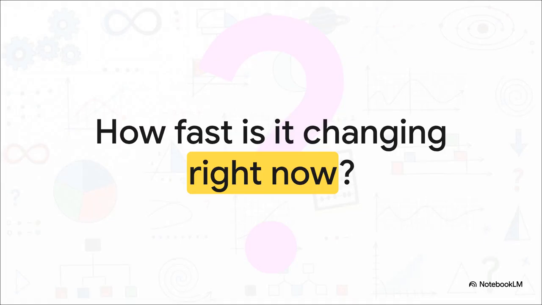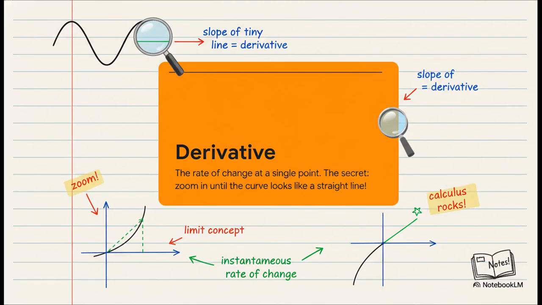So if you have a function, you can pretty easily find the average change between two different points. But calculus asks a much cooler and much harder question. How fast is something changing at one single instantaneous moment? What's the speed right now? And the answer to that question is called the derivative.